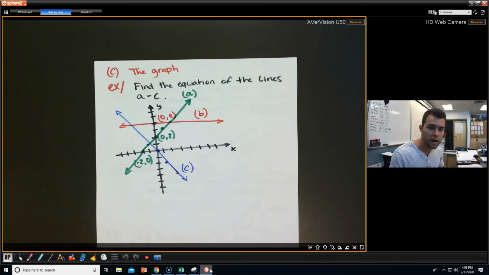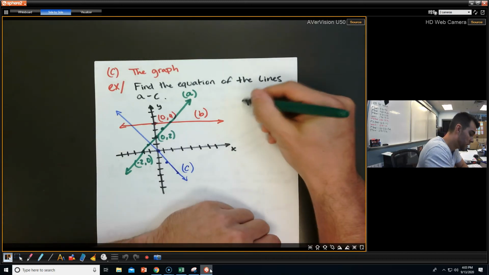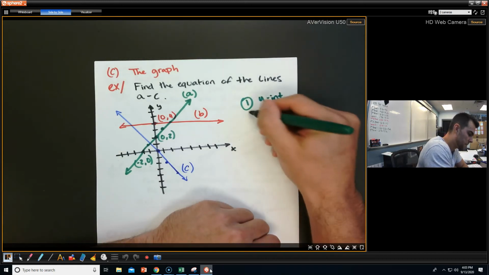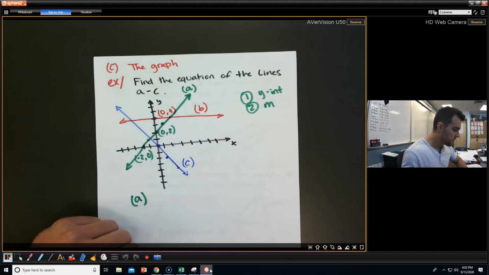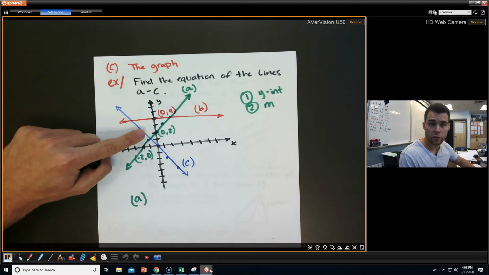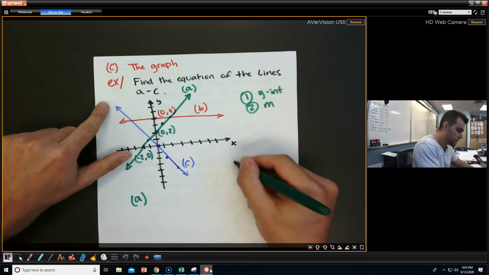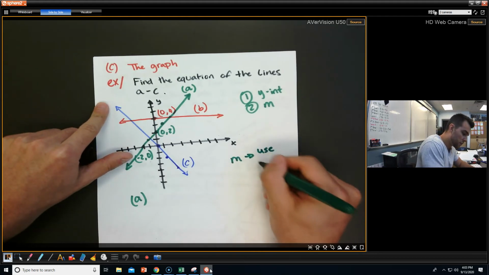What if I give you the graph, and we want to find the equations of the lines A through C? Well, we've already seen how you can be given the equation and then graph it, but now we're going to graph it and find the equation. Again, we need two things. Remember, we need our y-intercept, and then we need our slope. And we'll have everything we need. So if I'm looking at line A, it looks like (0, 2). 2 is my y-intercept, right? And then using the slope of rise over run.